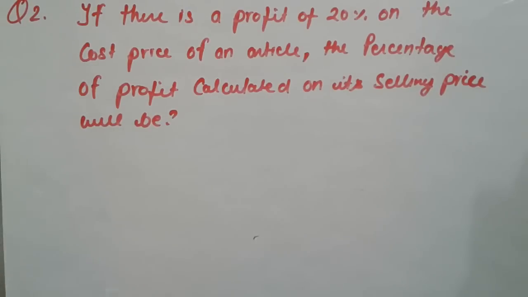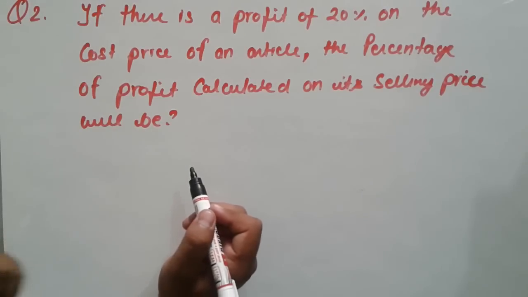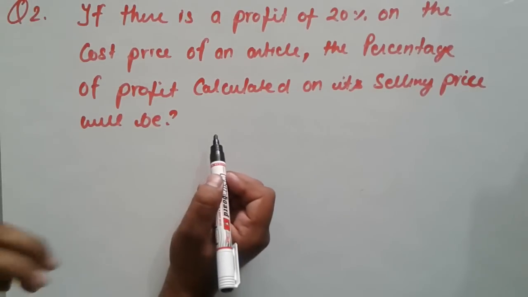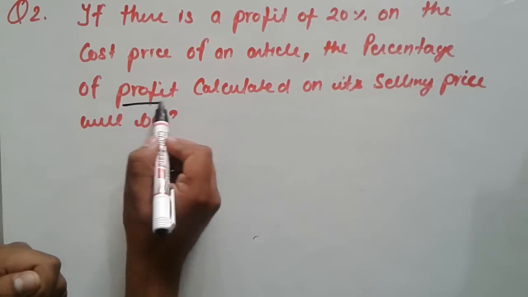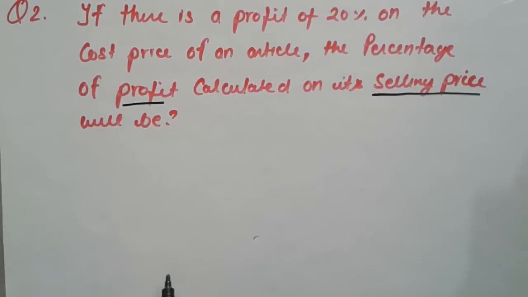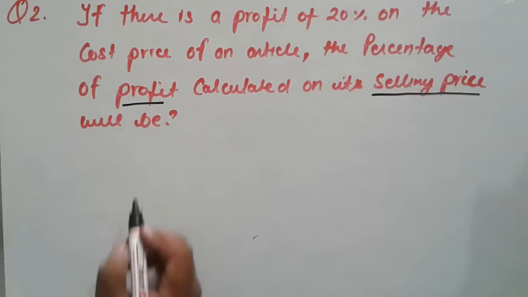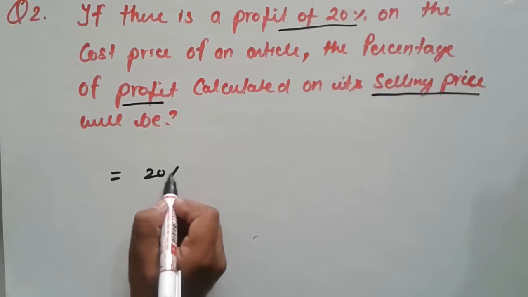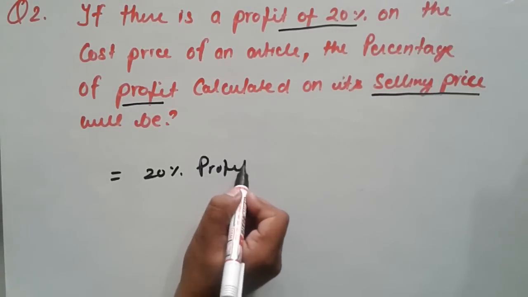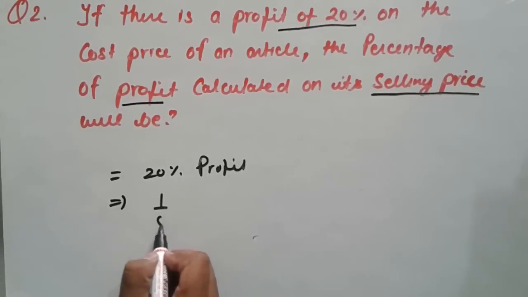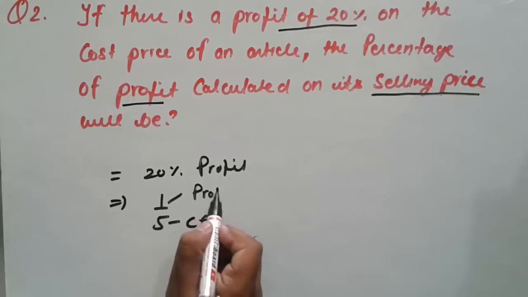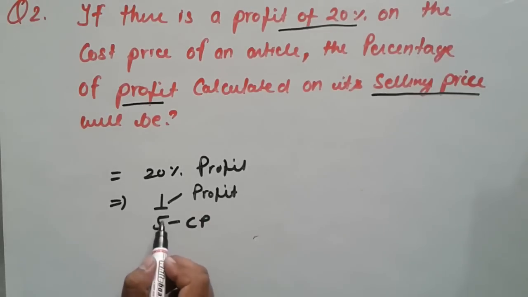So friends, here is the second question. If there is a profit of 20% on the cost price of an article, the percentage of profit calculated on its selling price will be. So we have to find the percentage of profit on selling price. It's an important question. So there is a 20% profit. If we convert it into a ratio, it is 1/5. Here the denominator is cost price and the numerator is profit. So for every 5 CP there is a profit of 1.